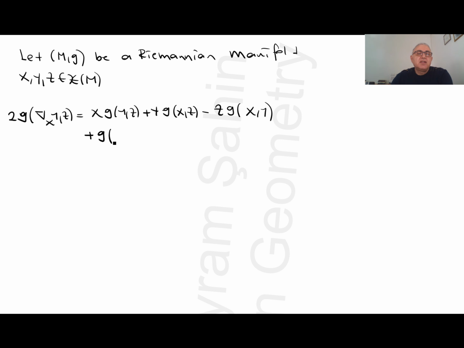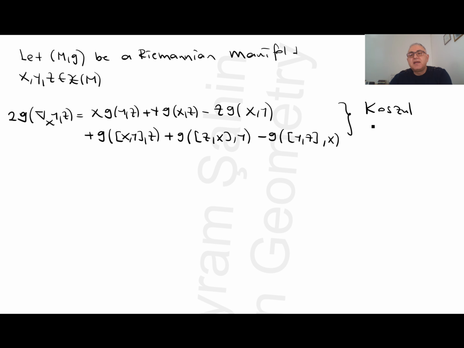plus some bracket expressions: g([X, Y], Z) plus g([Z, X], Y) minus g([Y, Z], X). So we have this identity. This one is called the Koszul identity. And you remember when we proved there is a special connection, the Levi-Civita connection, from the Riemannian manifold we arrived at this identity, or the converse case. If you have this one, you can construct this connection.